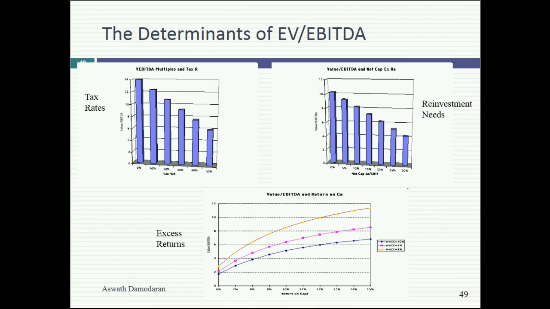If you're screening based on EV to EBITDA, your first screen will be, find me stocks that trade at less than 8 times EBITDA. Your second screen will be, find me stocks that have an effective tax rate less than 15%. Third screen will be, find me companies that have growth rates greater than 10%. And the last screen might be, find me companies that have cost of capital less than 8%. And by the time you're done, hopefully you'll have a few firms left over. Those are your cheap stocks. Again, you're looking for mismatches in picking stocks.